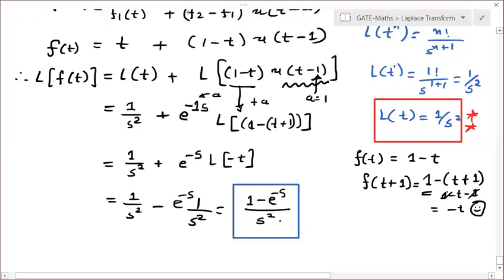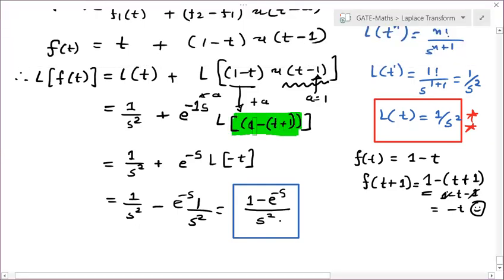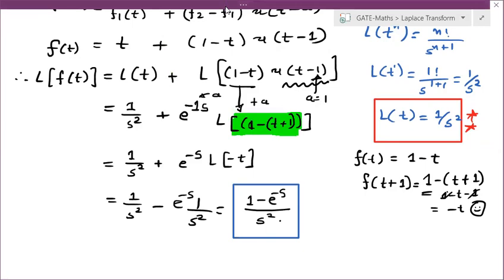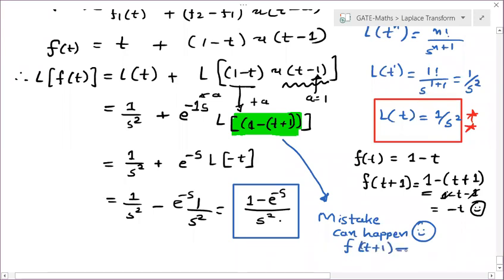Okay, and here let me highlight this portion because this is a dangerous portion. Please type in the chat box. Is it clear? Shall we move to the next question or shall I repeat this once again? Here chances of mistakes are more. Okay. Here f of t plus 1 will not be equal to 1 minus t plus 1. Bracket should be there.